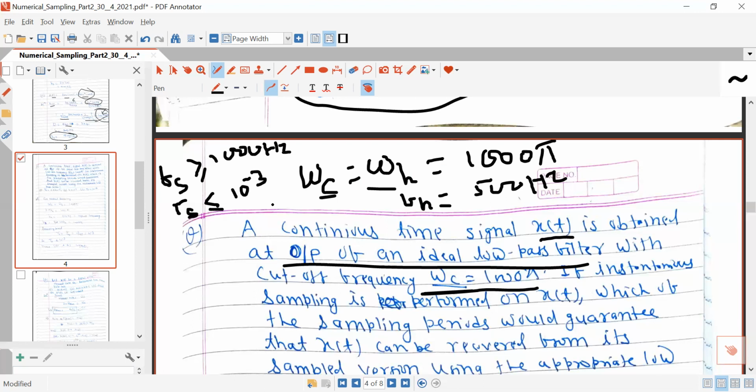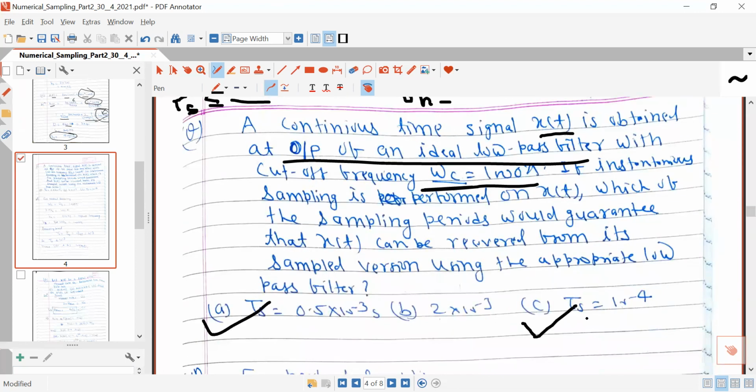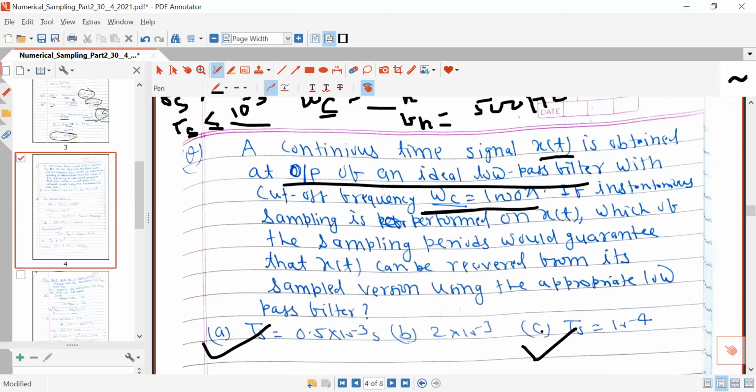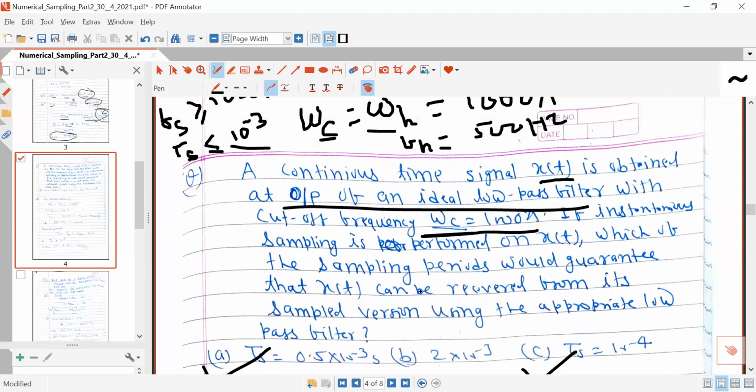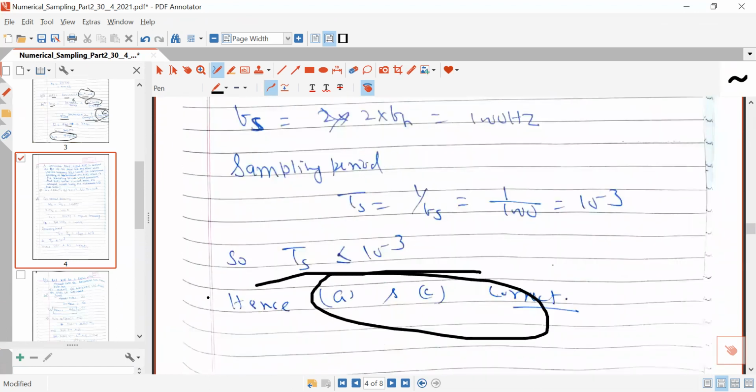So in this example, it has been asked, what will be the suitable Nyquist interval so that you can reconstruct, you can recover the original signal from the sampled signal? The suitable interval is either 10 to the power minus 3 or less than 10 to the power minus 3. So option A and option C satisfy the condition, because in these two options, the sampling interval or Nyquist interval is less than 10 to the power minus 3. So these two will be the correct answers, and this is an incorrect answer. So the answer for this question is A and C, both are correct.